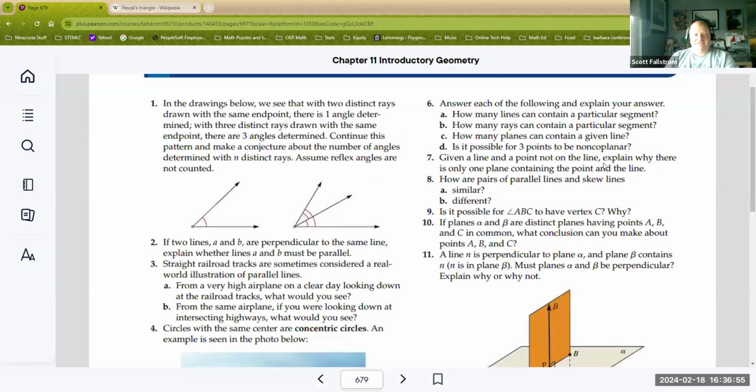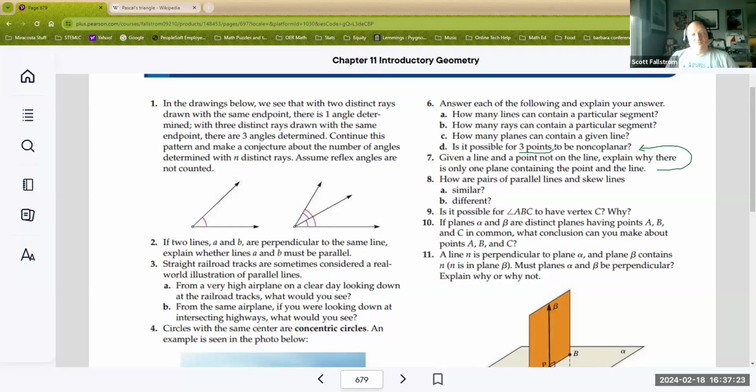Let's go to number 7. Oops, too fast. There we go. Number 7. Given a line and a point that's not on the line, explain why there is only one plane containing the point and the line. So again, that links back to what we just did in number 6 a little bit. So this one was 3 points. All we're doing now is saying take 2 of those points and make a line. Now I have the line, pick a point that's not on that line. This is about your explanation. Okay.